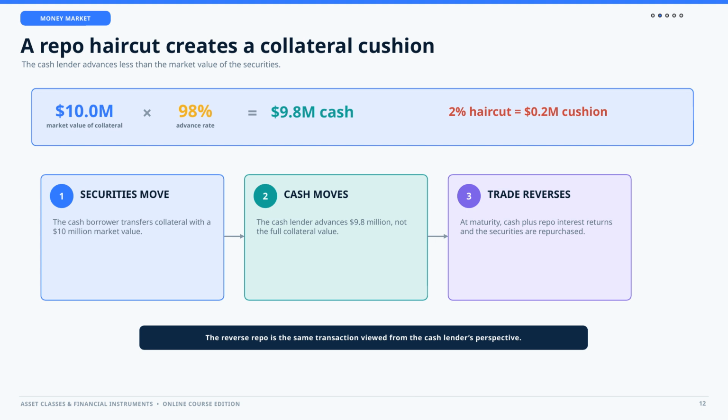At maturity, the cash borrower repays the cash plus repo interest and repurchases the securities. From the cash lender's perspective, the same transaction is called a reverse repo. Haircuts can change with collateral quality, volatility, liquidity, and counterparty risk.